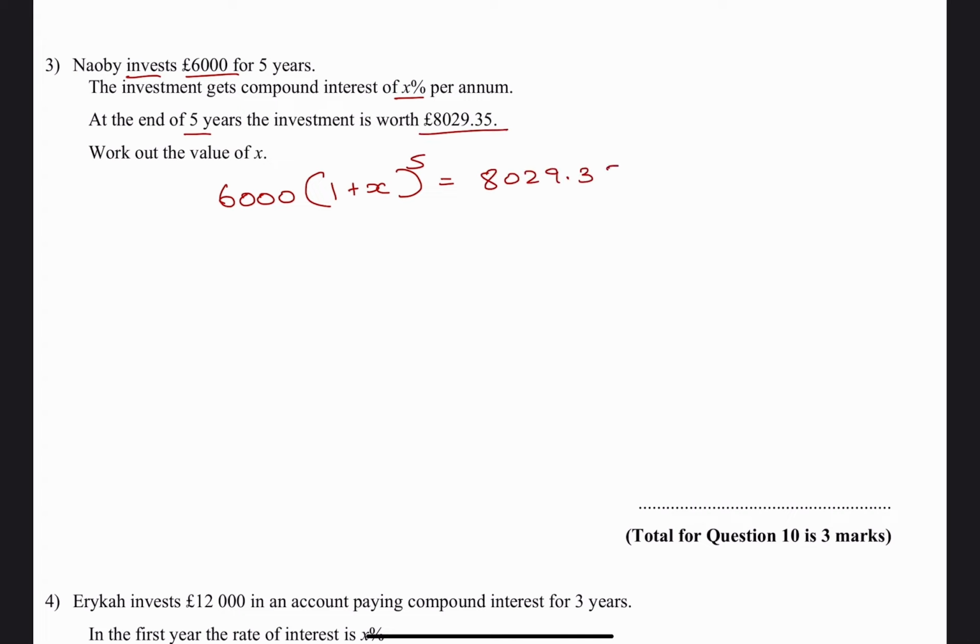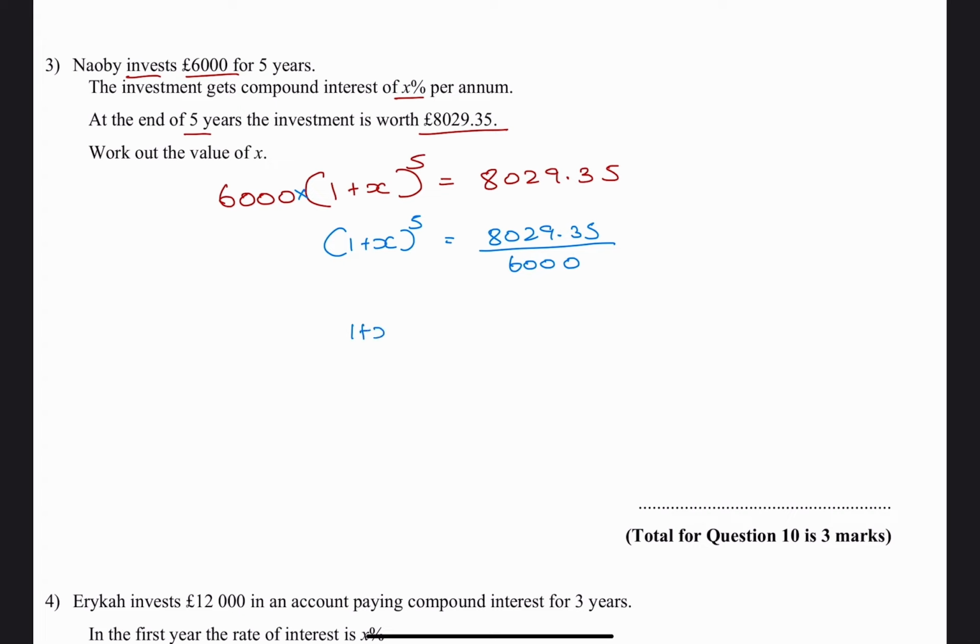8029.35. Okay, so 8029.35 pence. So you've got to find the x, so you rework it back. What's the first thing we can cancel? It's multiplying here, can you see? Yep, so you divide it. So that's 1 plus x to the power 5 is equal to 8029.35, divided by that number on the other side, 6,000, because inverse, right?